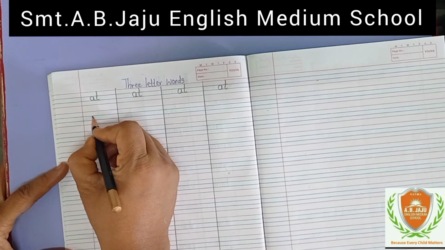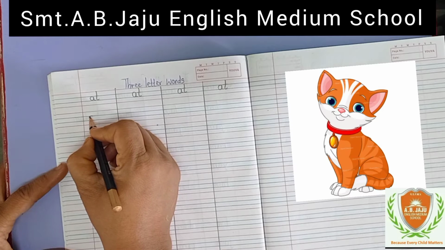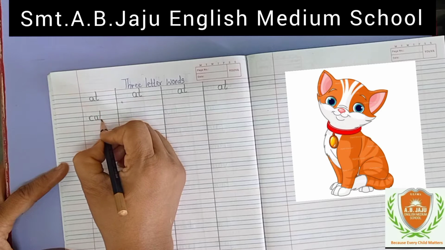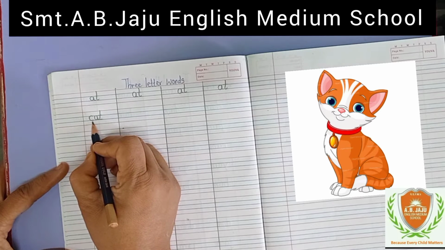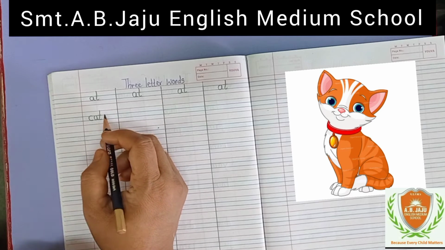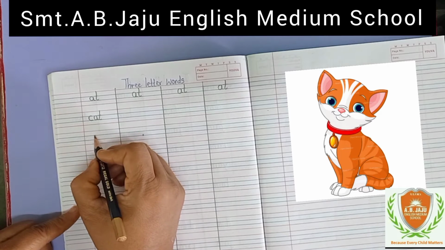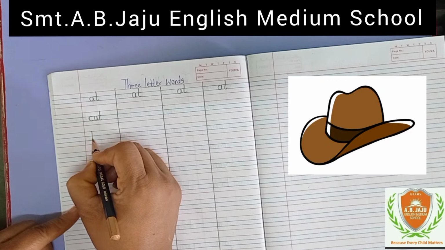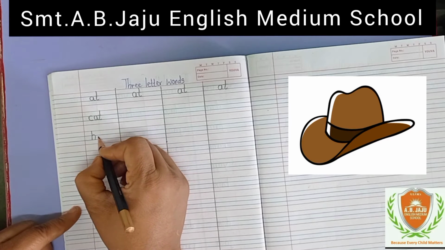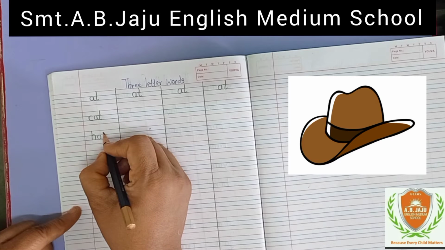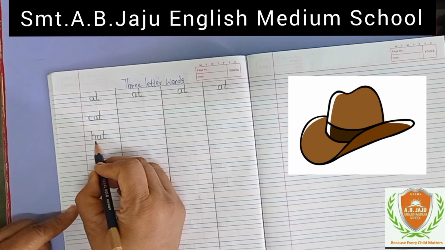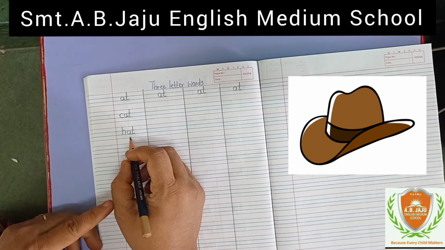Now write down here small C, sound of C is K, sound of A is A, sound of T is T, cat. This is the picture of a cat. Now next, small H, H sound is H, A sound is A, T sound is T, hat. This is the hat picture.